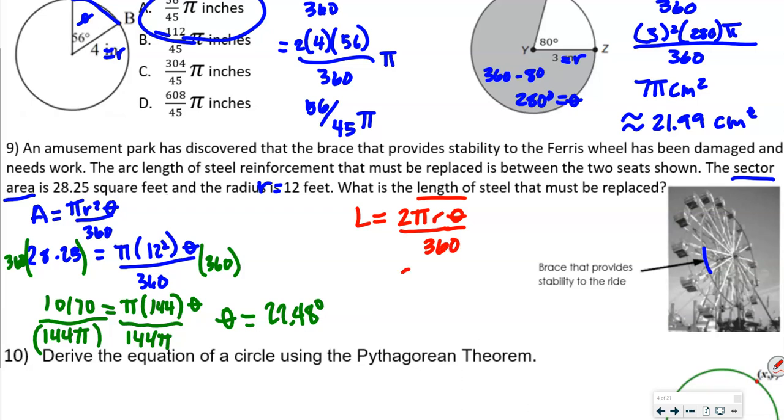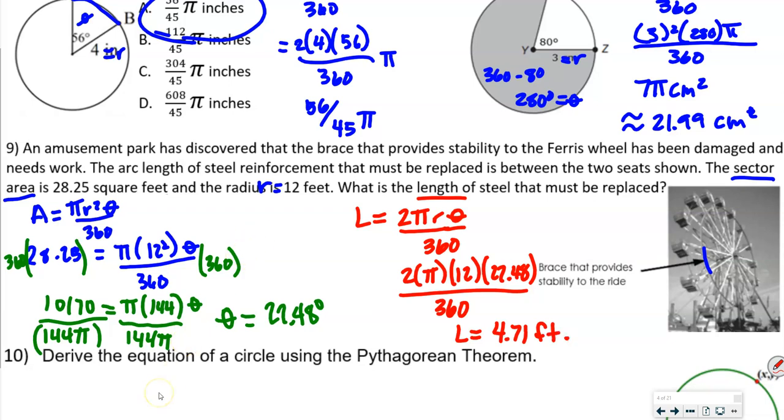Okay, so that's going to be 2 times, this time we are going to multiply by pi because we need to know how many feet that is, right? So 2 pi times our radius, which was 12, times our 22.48, and dividing all that by 360, okay? So when we do that, we get the length is equal to 4.71 feet.